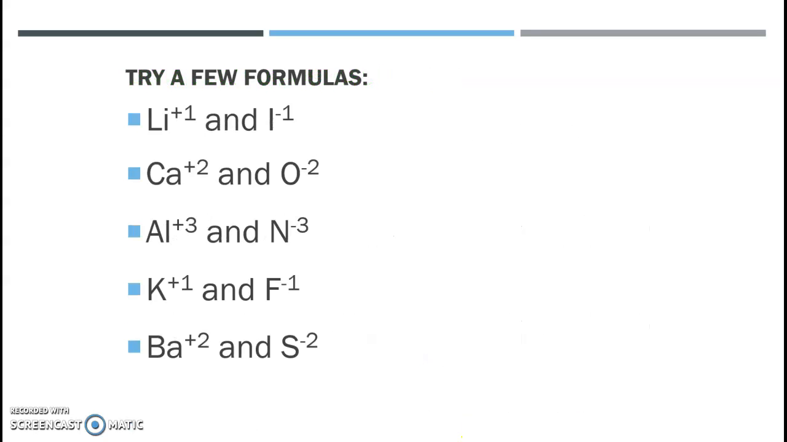Okay, so here's a couple examples, and you can either write them with scratch paper or just think about them in your head as we go. But as you can see, +1, -1 for lithium and iodine. So think about how that would look. And of course, what you've got for that one is one of each. It already goes to 0. Calcium +2, oxide ion -2. One of each again.